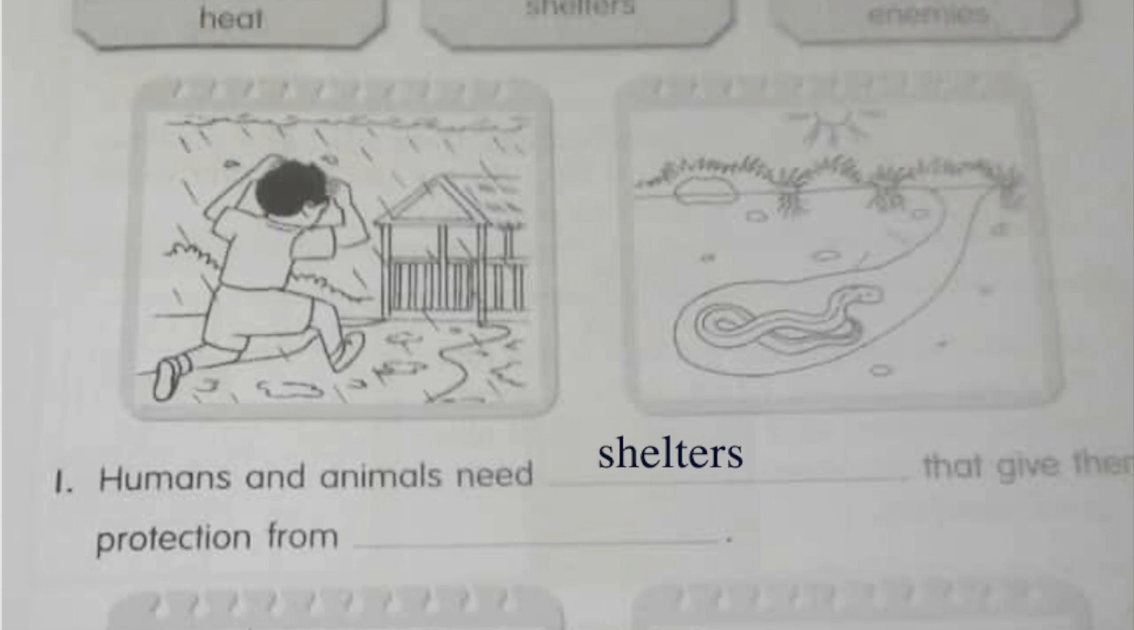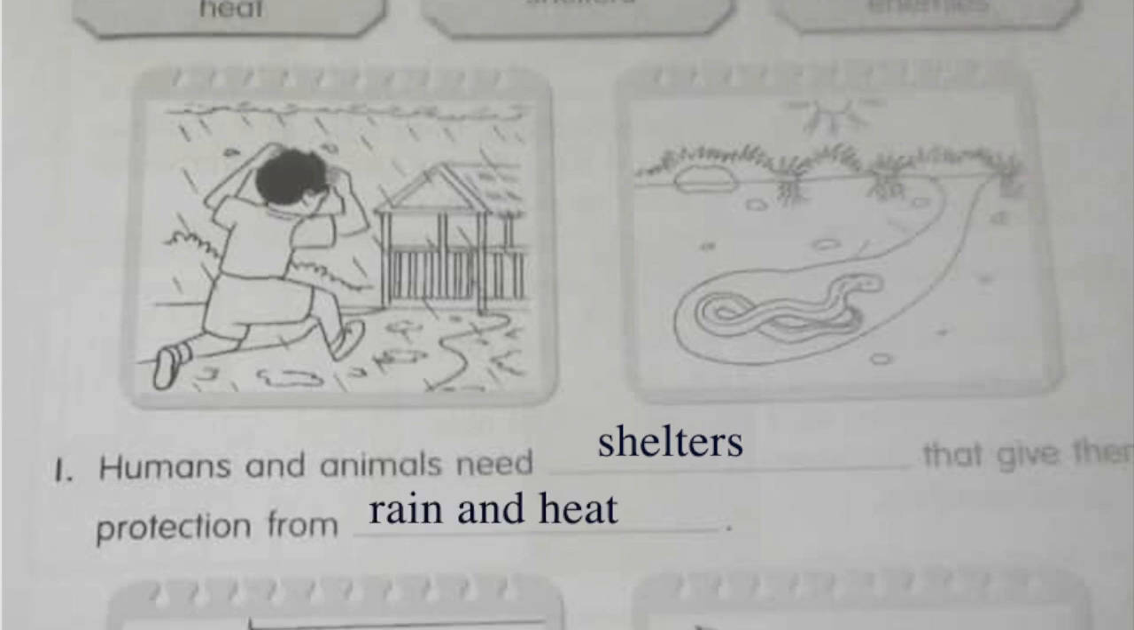Now turn to page 21. Complete the sentences below based on the following diagram. Diagram means picture. Question 1. Humans and animals need blank that give them protection from. So in the pictures, you see a boy running away from the rain and also the snake is from the sun. So what do they need? Let's read together. Humans and animals need shelter that give them protection from rain and heat.